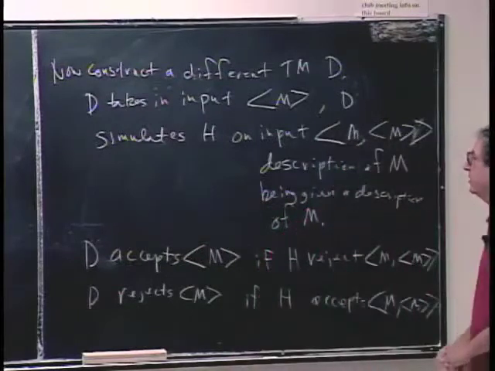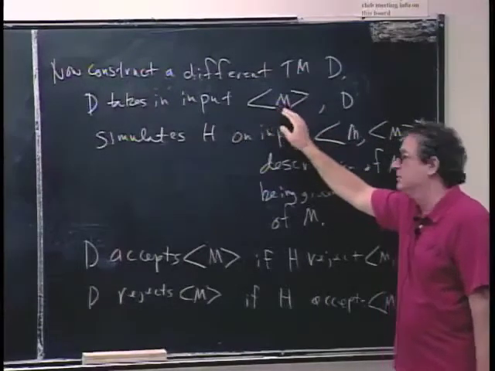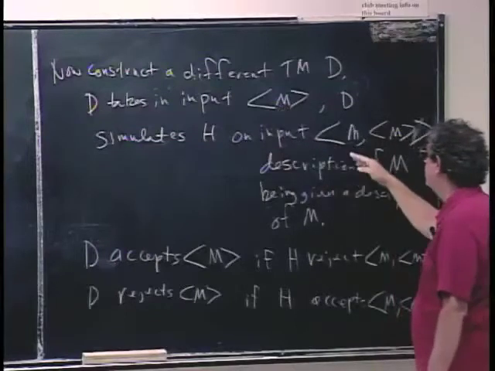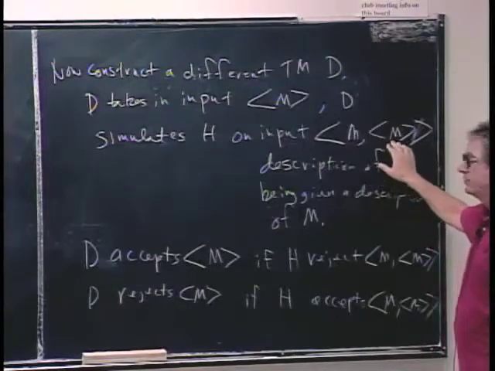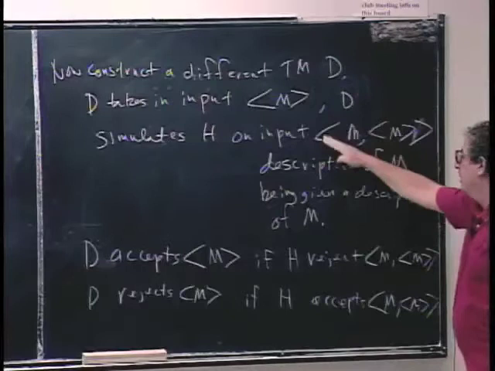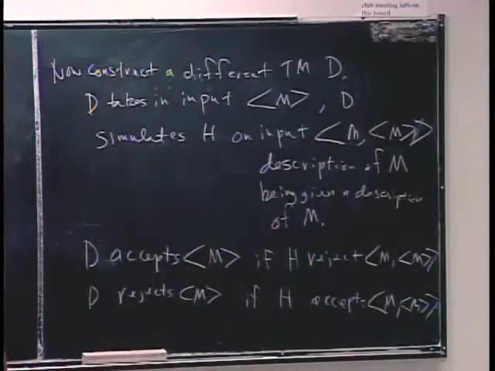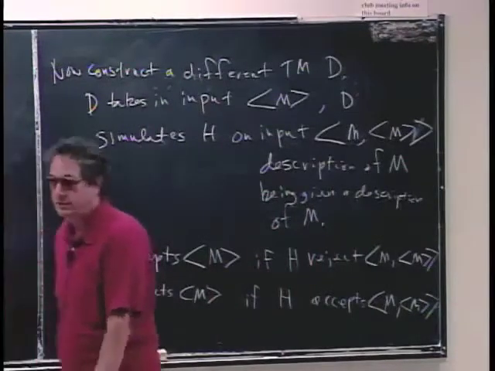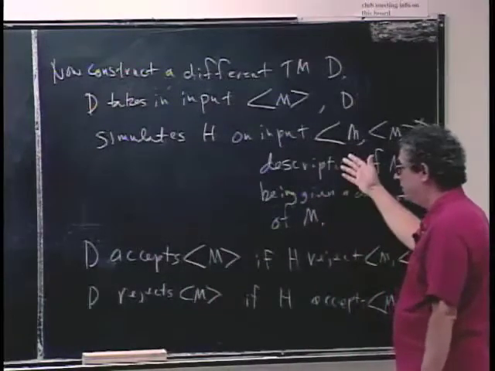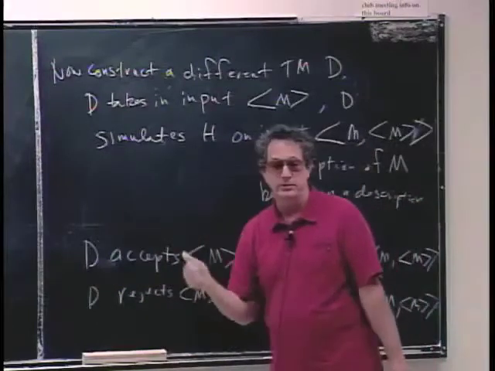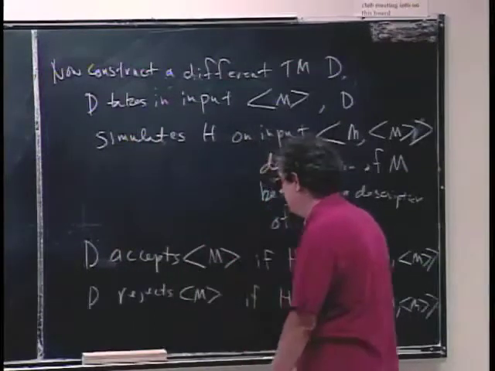So basically all D is doing, D is just being given the description of a Turing machine. It then simulates what H would do if H was given a description of that same Turing machine with a description of that Turing machine. Okay? Well, H on this input, H is the decider. We've already said H is deciding ATM. So it's a decider. It always accepts or rejects. It never goes forever. So H will ultimately accept or reject, and then D just reverses the decision. Okay? D is the Supreme Court, and it just reverses the decision of the appellate court, or whatever.